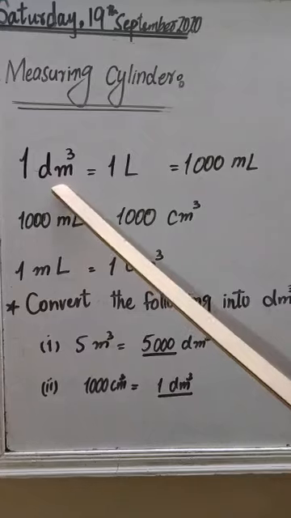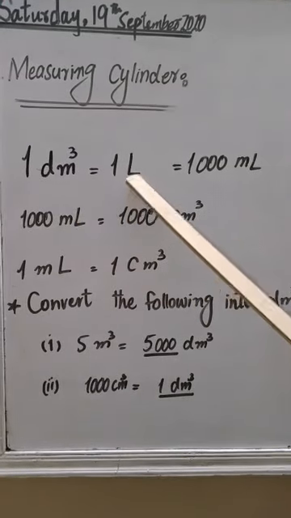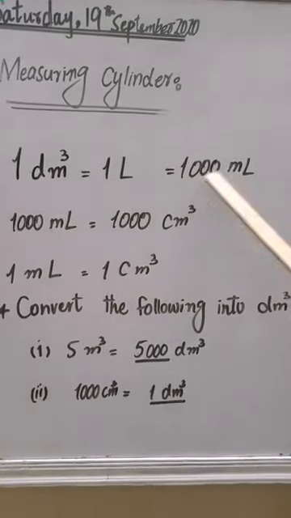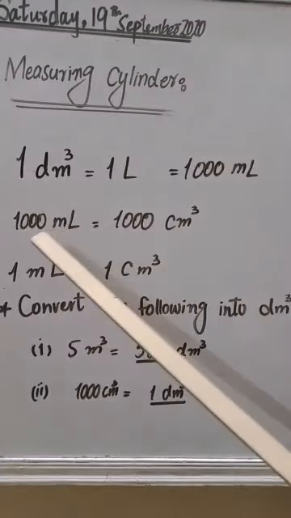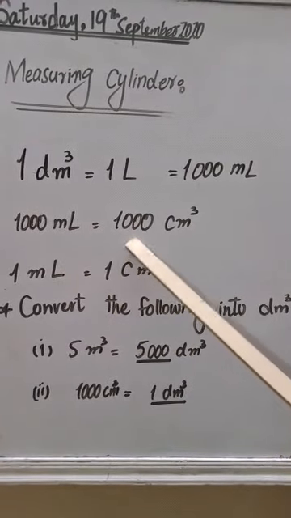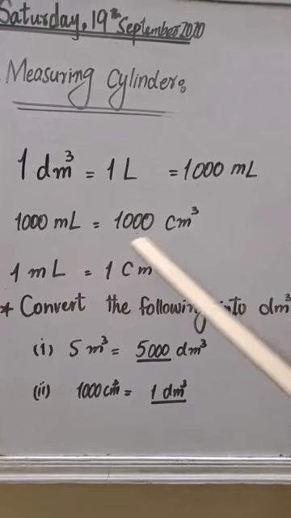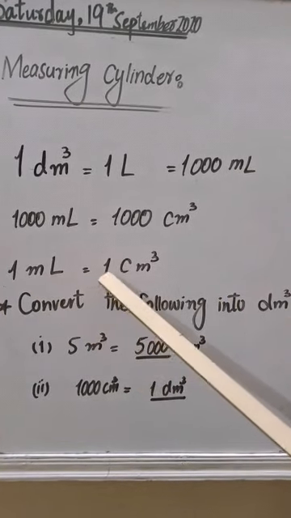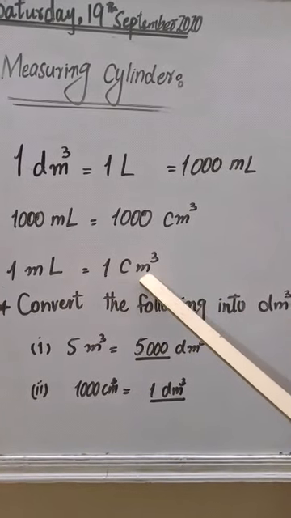1 cubic decimeter is equal to 1 liter and 1 liter is equal to 1000 milliliter. 1000 milliliter is equal to 1000 cubic centimeter, because 1 milliliter is equal to 1 cubic centimeter.